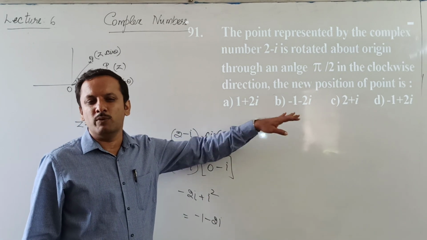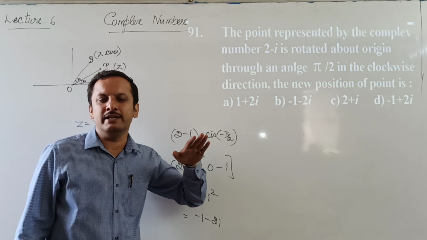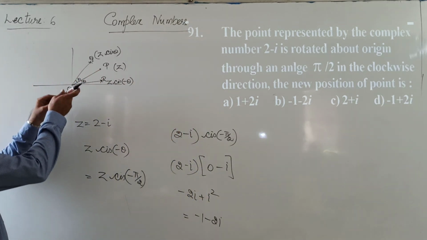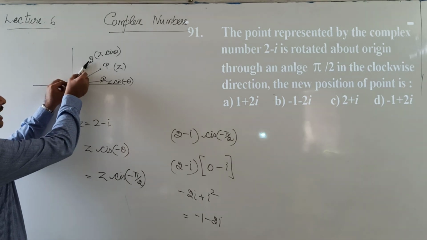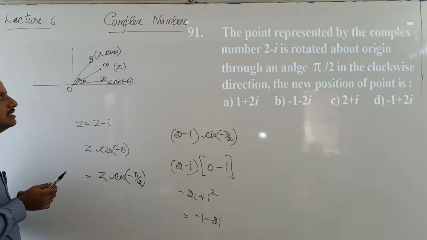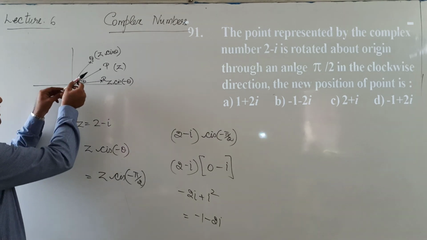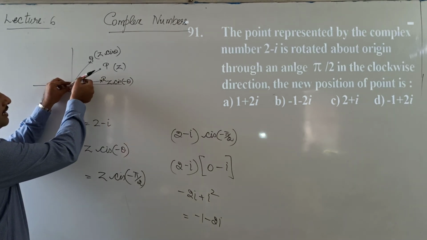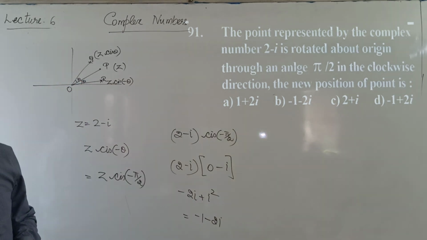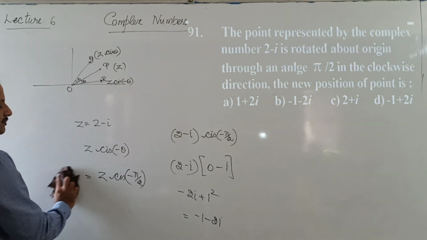Is it clear? So when a complex number is rotated through an angle, when it is represented here like OP, if it is rotated through an angle theta in the anti-clockwise direction, then the new point represents a complex number z into cis theta. If it is rotated through an angle theta in the clockwise direction, then it is represented by z into cis of minus theta. Okay, so here the answer is minus 1 minus 2i.